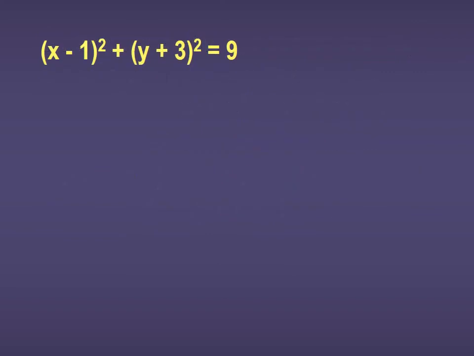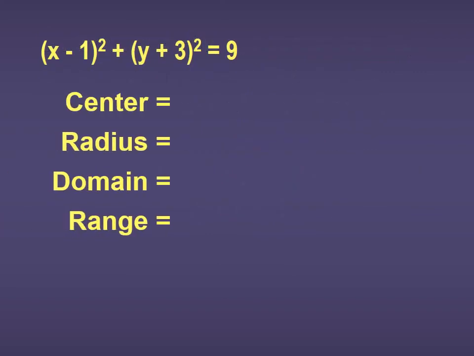Now that we have the circle, let's get the answers. Our center is 1 comma negative 3. We got that from our h and our k. And then our radius is 3 because 9 represents r squared. Okay, so r squared, if we try to solve for r, we get 3.